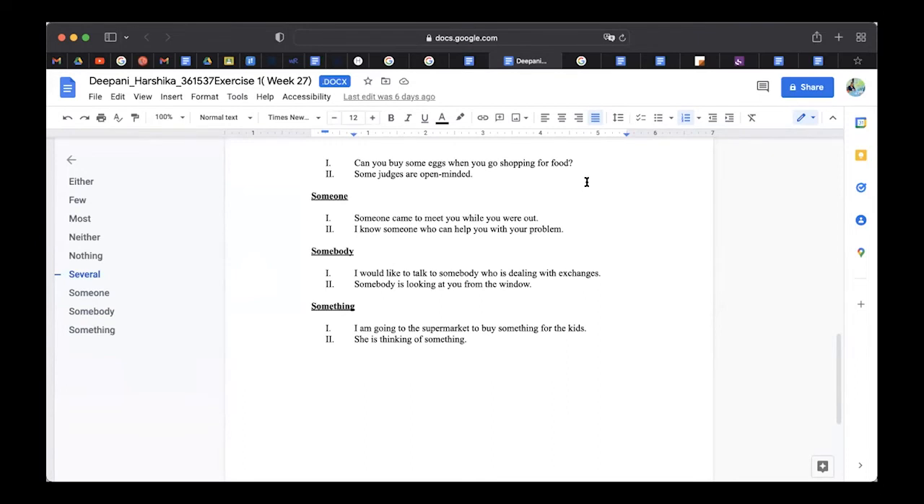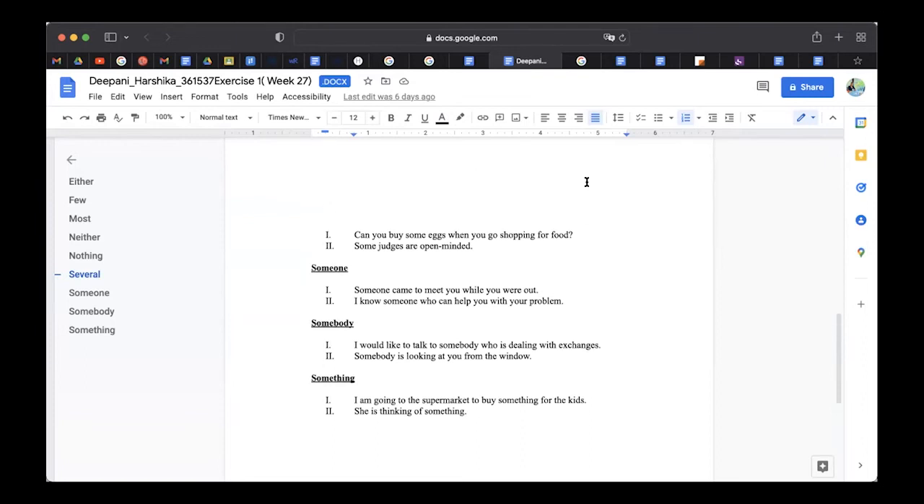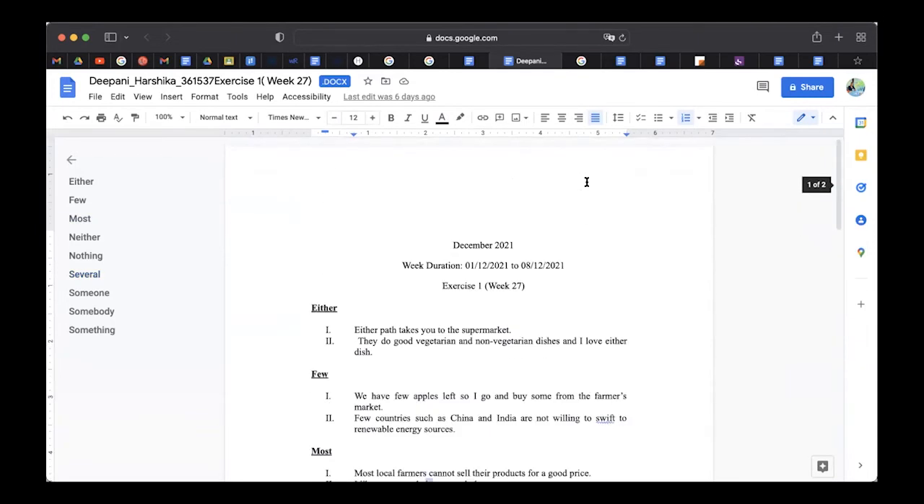Ma'am, I have a doubt in either. The usage, Ashi? Yes, ma'am. In the sentence here. Which one? Ma'am, the first one. Either path takes you to the supermarket. It should be both paths. So it essentially should be either of the paths will take you to the supermarket. That is the right sentence. But I figure that right now there is a lot of construction error. Yeah, so at, neither, either.